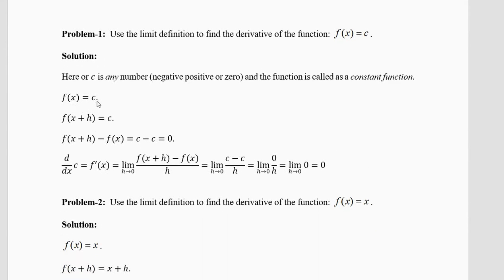Now f of x equal to c, f of x plus h equal to c, because there is no x here. So whatever value you put here, you'll get back the value c. When you subtract this, you'll get c minus c equal to 0. Now the derivative of this f of x equal to c: subtract and divide. When you subtract, you get 0. 0 divided by anything is 0, and the limit of a number as h goes to 0 is that number, and that number is 0 in this case. So the limit is 0.